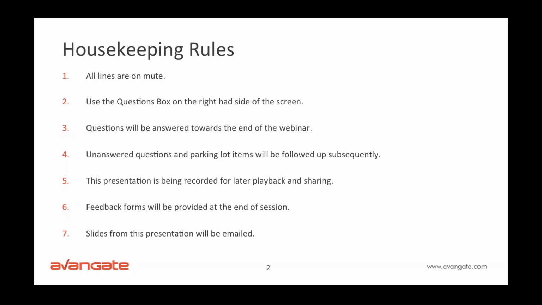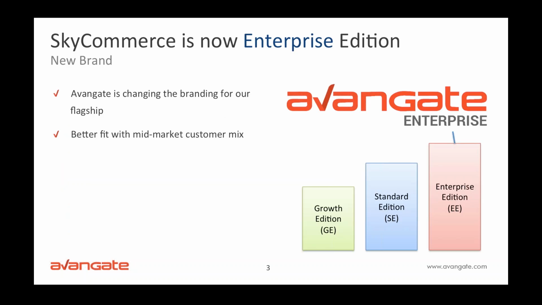Before we jump into it, I just wanted to make one quick announcement for our customers here. First thing to really get started with is we will be rebranding our flagship product edition, which is now called Sky Commerce, to Enterprise Edition. The main driver behind this is to better reflect some of the value that we're adding into the product. Nothing changes as far as you're concerned. There's going to be no change in the platform or the service. I think it's really to do with making it consistent from a marketing standpoint.